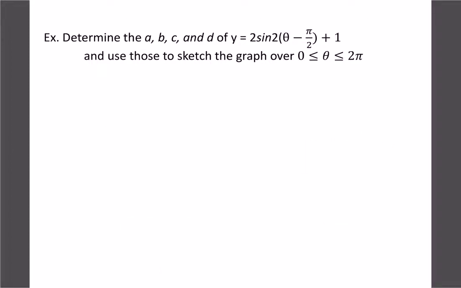Okay, let's try another one. So here we have an a of 2, so we have a 2 times vertical stretch. We have a b of 2, so that means our period is 2 pi over 2, which would be pi. And we have a c of pi by 2 to the right this time.